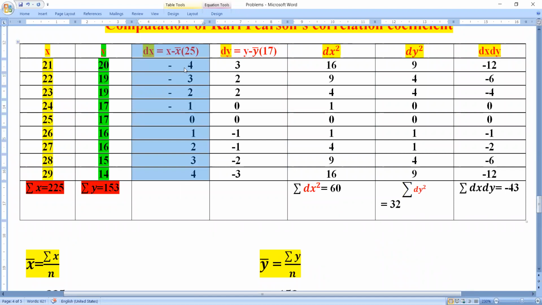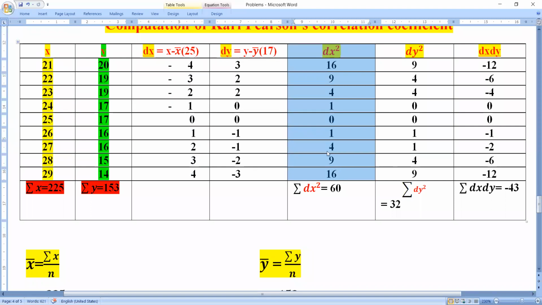Minus 4 into minus 4, we get plus 16. Why? Because minus into minus indicates plus. Minus 3 into minus 3, we get plus 9. And 2 into 2, 4; 1 into 1, 1; 0 into 0, 0; 1 into 1, 1; 2 2s are 4, 3 3s are 9, 4 4s are 16. These are the dx square values.